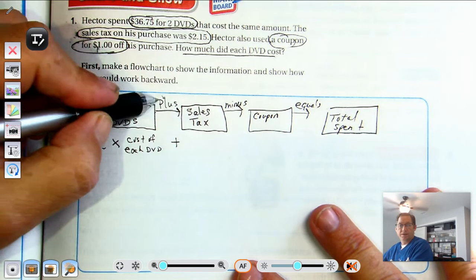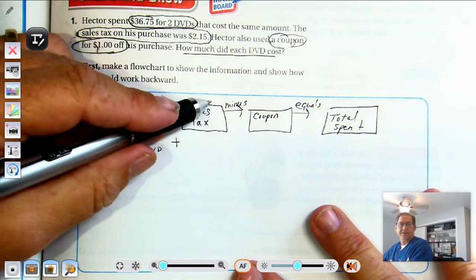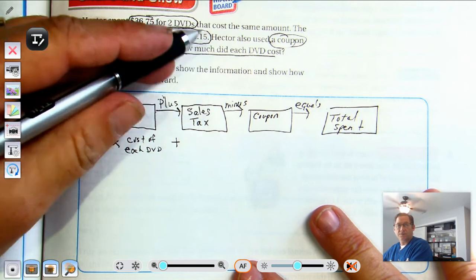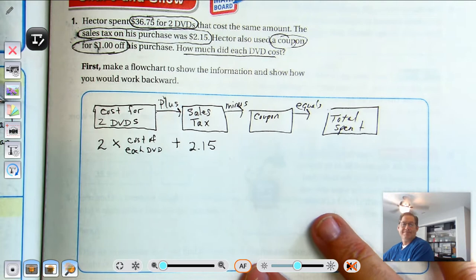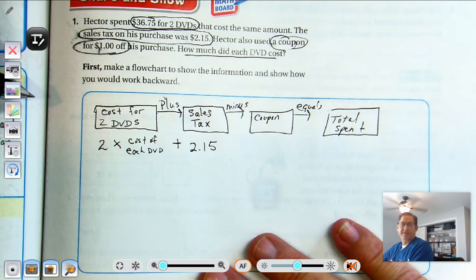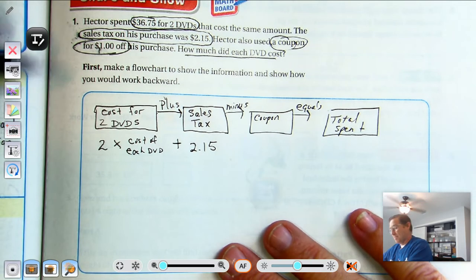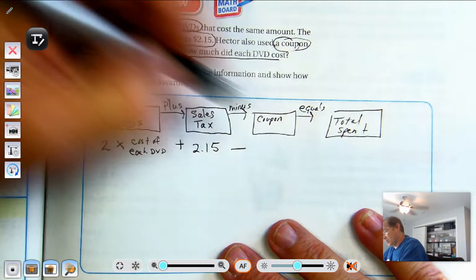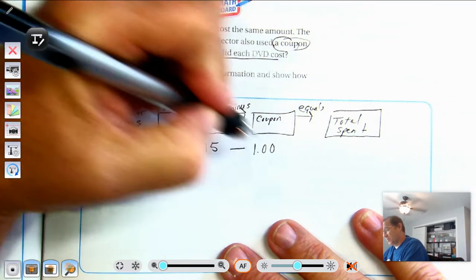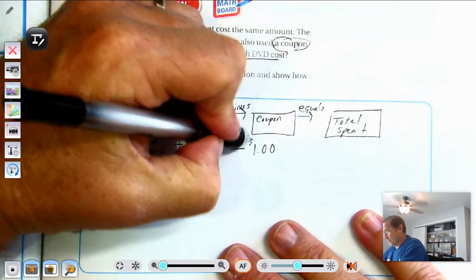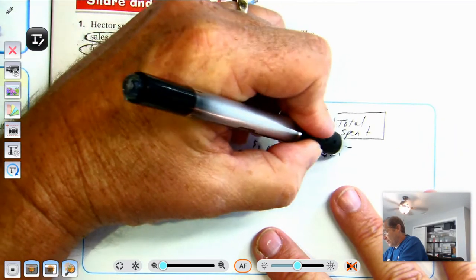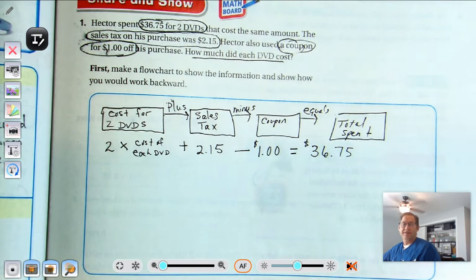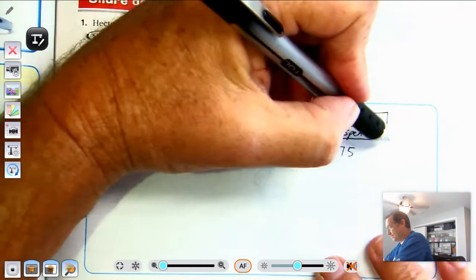I'm translating the word plus into the plus sign. The sales tax? Well, the sales tax was $2.15. All right. So the cost of the DVDs plus the sales tax minus the dollar that he took off of his purchase will equal the total amount he spent, which was $36.75.